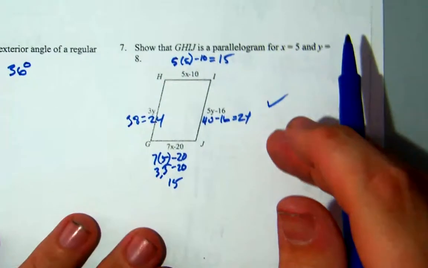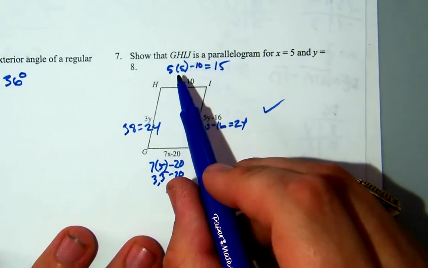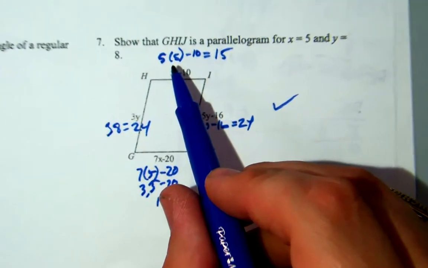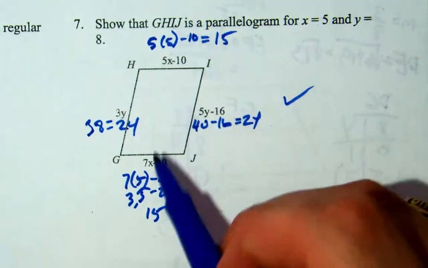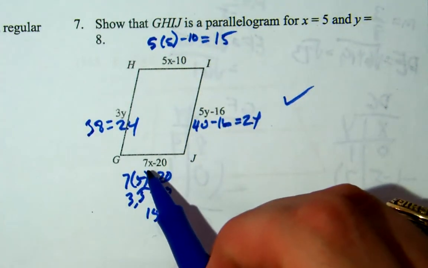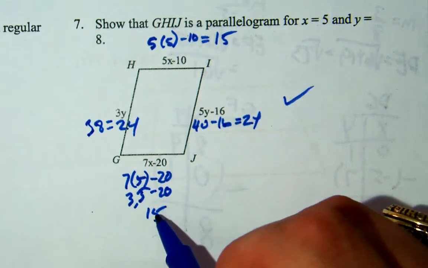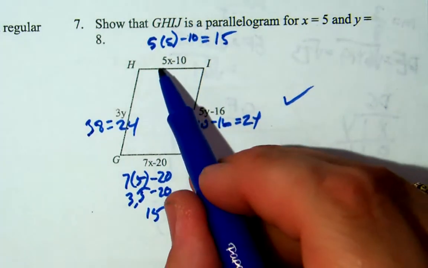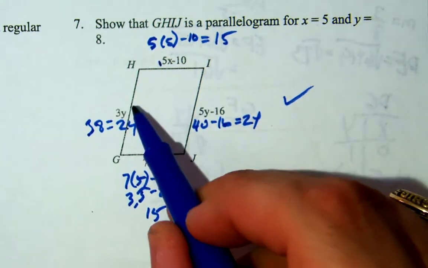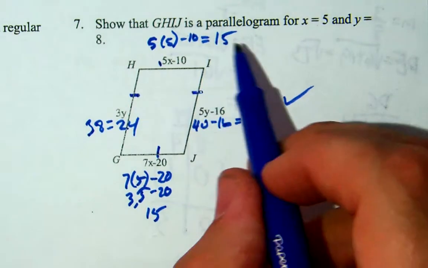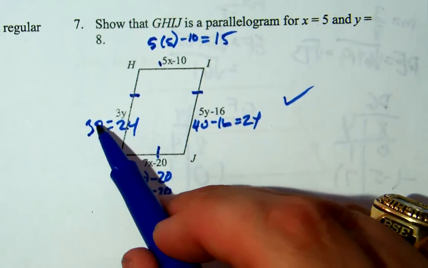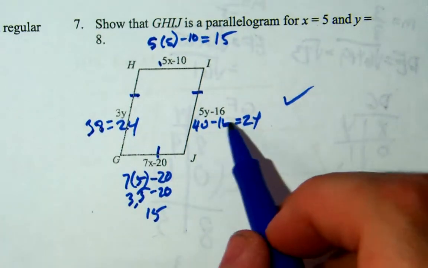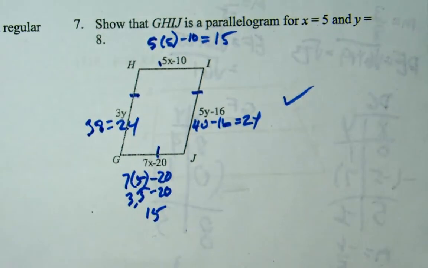Number 7, all I did here was substitute in x is 5, and I got 5 times 5 is 25, minus 10 is 15. 7 times 5 is 35, minus 20 is 15. So these two sides are congruent. These two sides end up being congruent because when you substitute in y equals 8, you get 3 times 8 here, and you get 40 minus 16 equals 24. So it works out pretty good for that one.